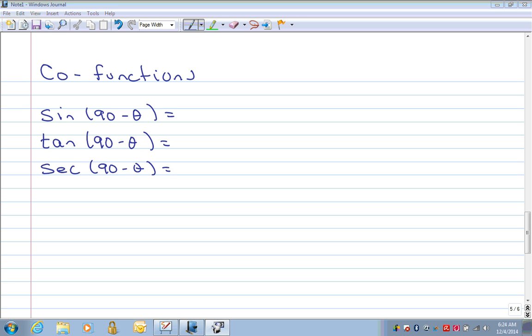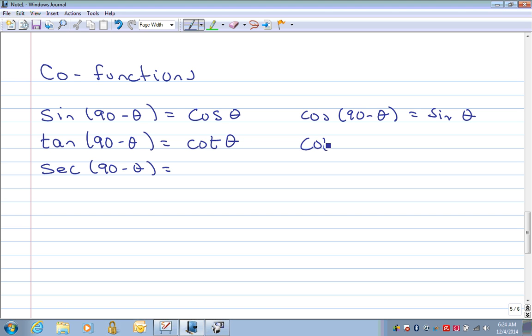Again, not used as often as some of the other identities, but they are used some. And again, it goes back to the relationship. So these follow the relationship, so that's why they're not too difficult to memorize. So sine 90 minus theta is equal to cosine theta. Therefore, cosine 90 minus theta would equal sine theta. And you do need to know that. Tan 90 minus theta equals cotan theta, and cotan 90 minus theta would equal tan theta.